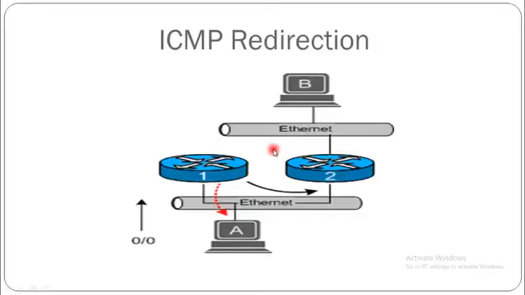The first point is that the new router must be reachable through a directly connected network. If this router is connected through some other router or some other computer, and it finally reaches back to A, it won't work, because it should be connected directly to computer A.